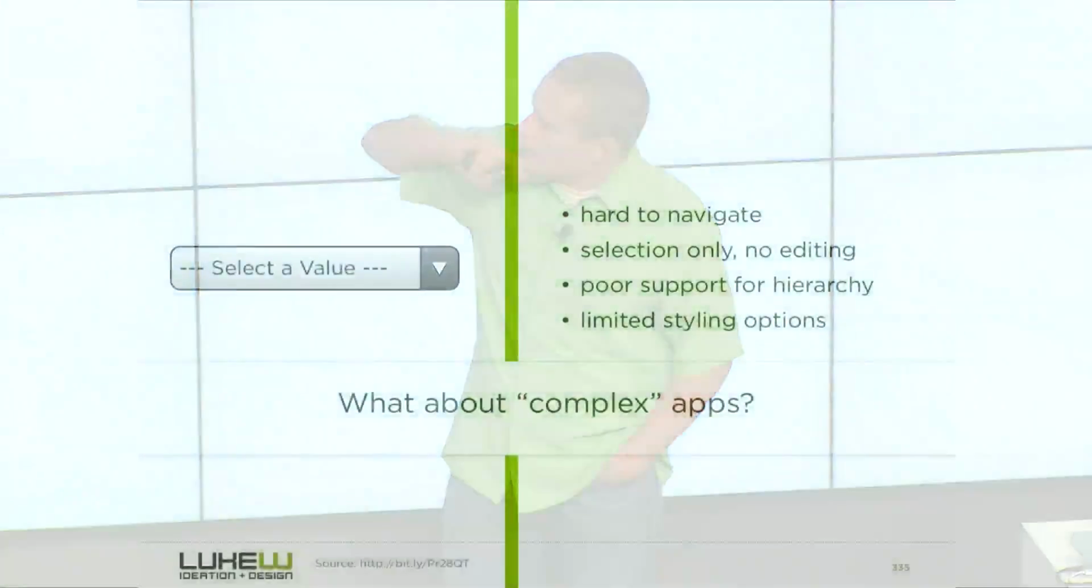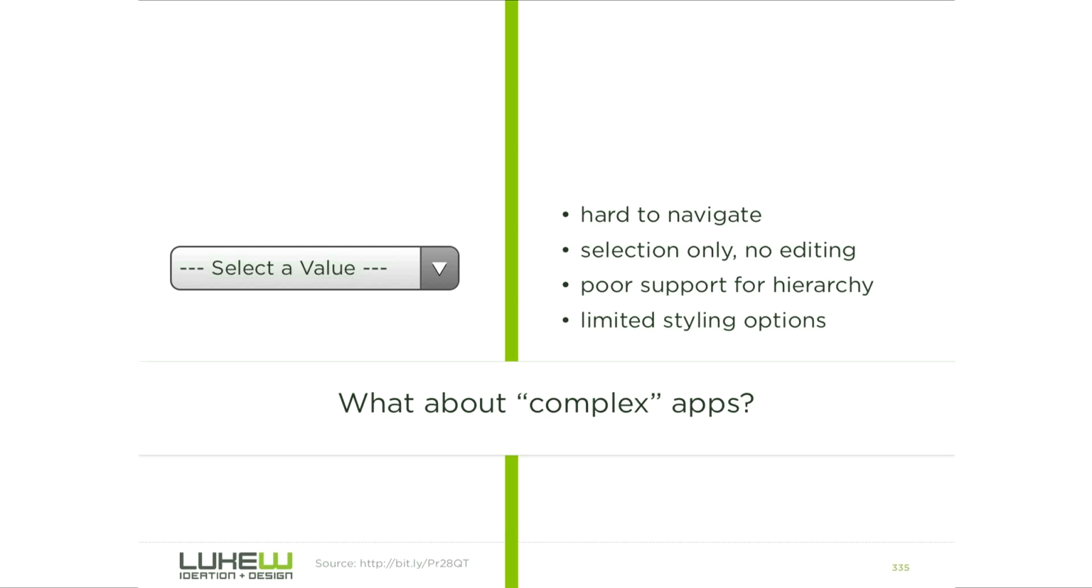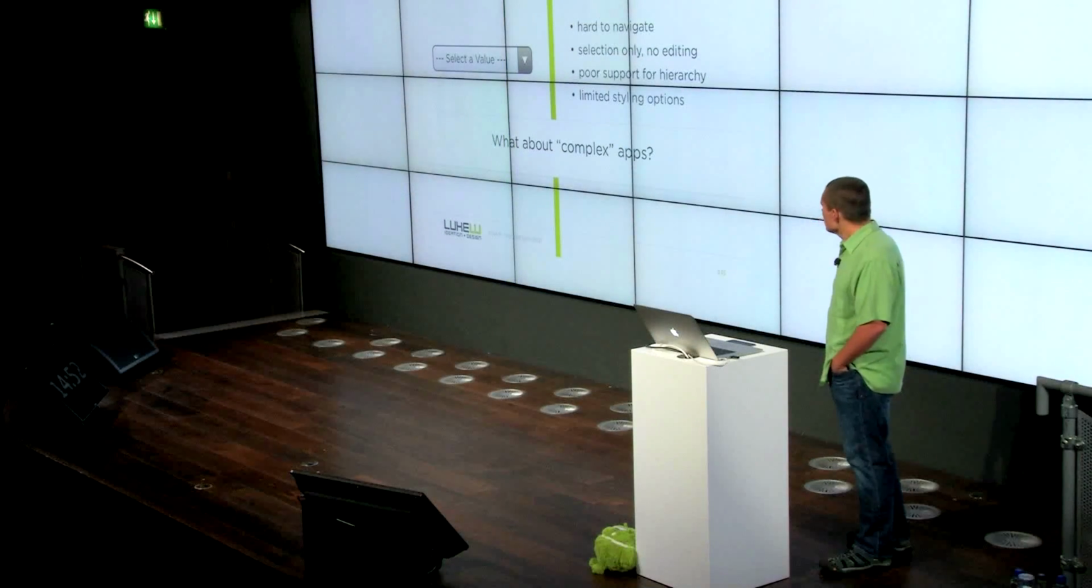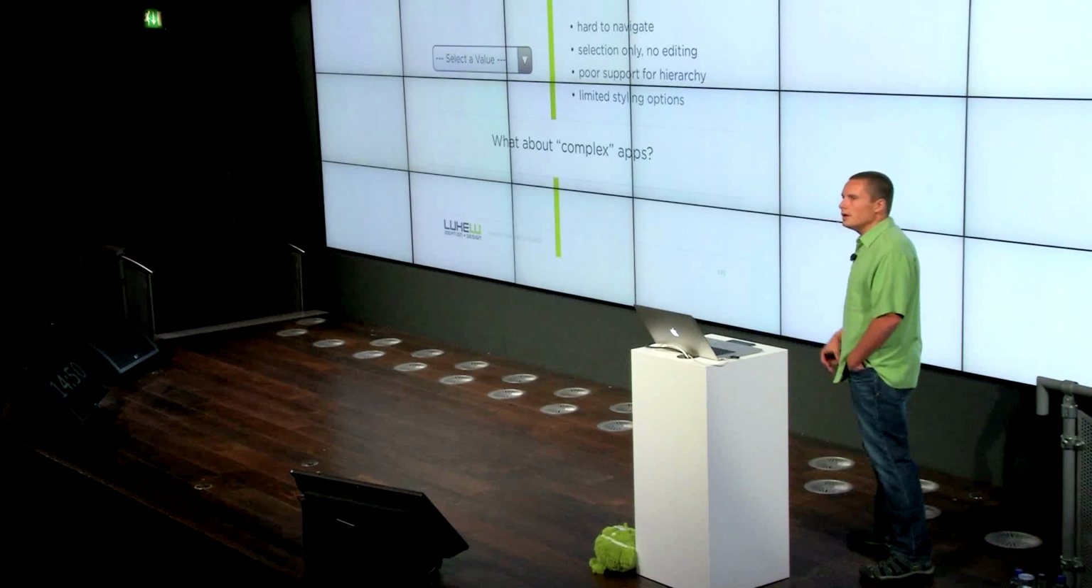Well, this list that I came up with before actually came from folks working on a complex app. It was their observations that drop-down menus did not work very well for their use cases, that they were hard to navigate. You couldn't edit. You could only select. They had no support for hierarchy. And so I want to show the solution that they came to for moving away from drop-downs.